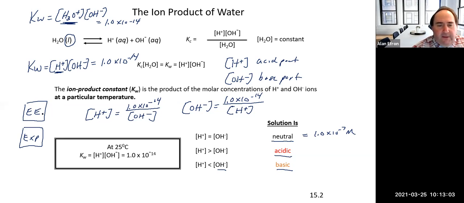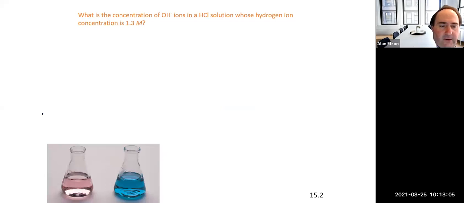So why don't we give it a go and try one. We want to know what is the concentration of OH- in an HCl solution that has a concentration of 1.3 molar. And while we're at it, we also decide, is it acidic, basic, or neutral? Take a moment or two and see what you come up with. Let's take a look at this. So we're definitely given the H+ concentration.